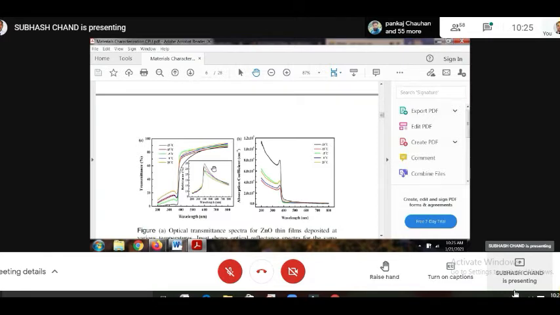If you see semiconductor behavior, a semiconductor has a band gap, and once you have a band gap, all energies above the band gap energy are absorbed, and all energies below Eg are not absorbed, they get transmitted. So this gives us the information: this energy corresponds to the band gap of the material.